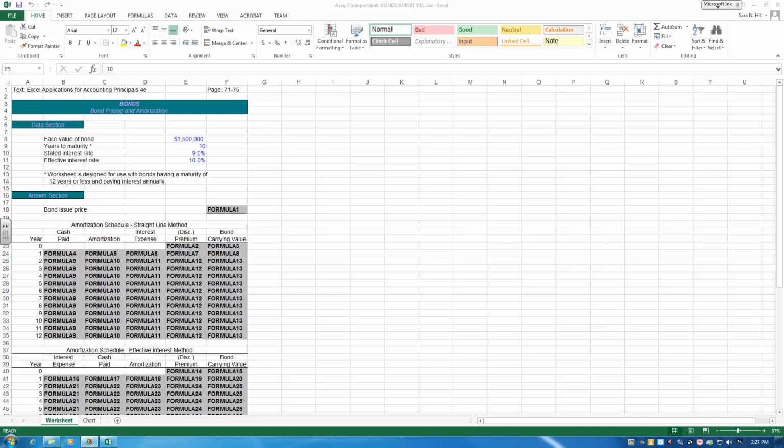Begin by downloading the file from Learning Plan 7. The spreadsheet will have any available resources, such as your book or page number, listed at the top of the spreadsheet. In this assignment, you'll be looking at amortizing another financial instrument, a long-term bond investment.